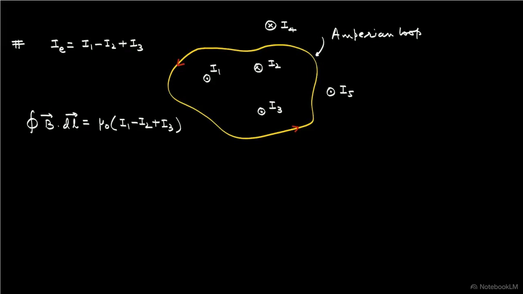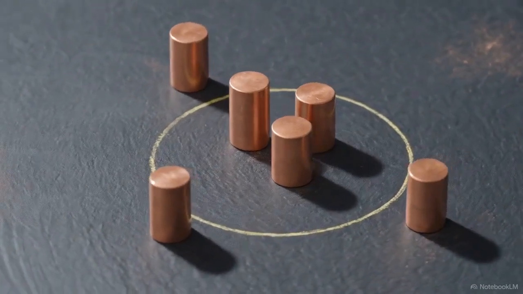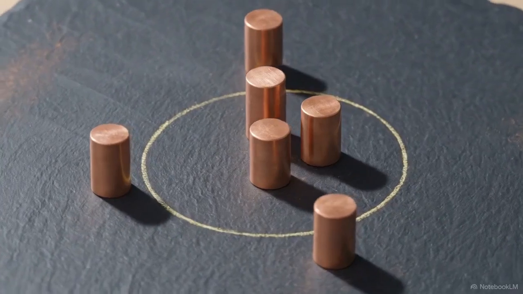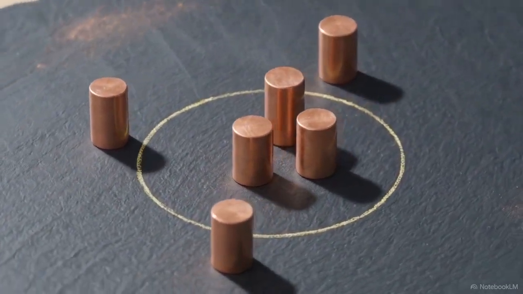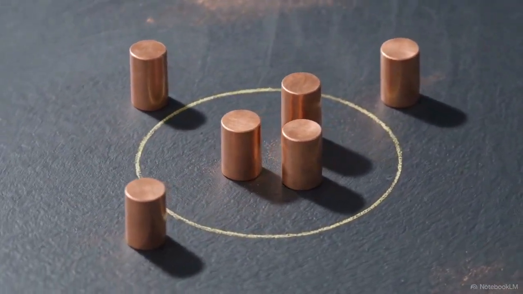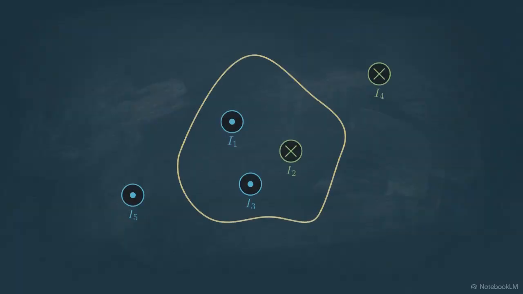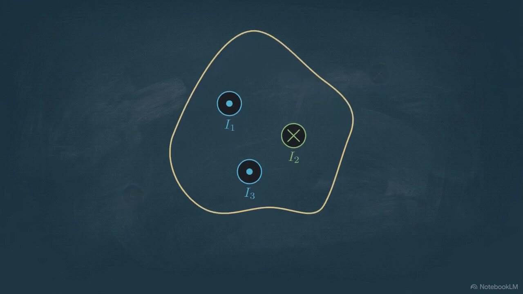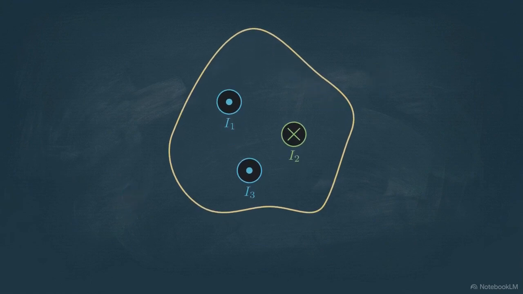Consider this scenario: an arbitrary Amperian loop drawn through a region containing several independent current-carrying wires. We first apply the principle of exclusion. Currents I4 and I5 are located outside the physical boundary of our integration path. External wires do not pass through the loop, so their contribution is zero. We focus on internal currents, I1, I2, and I3.